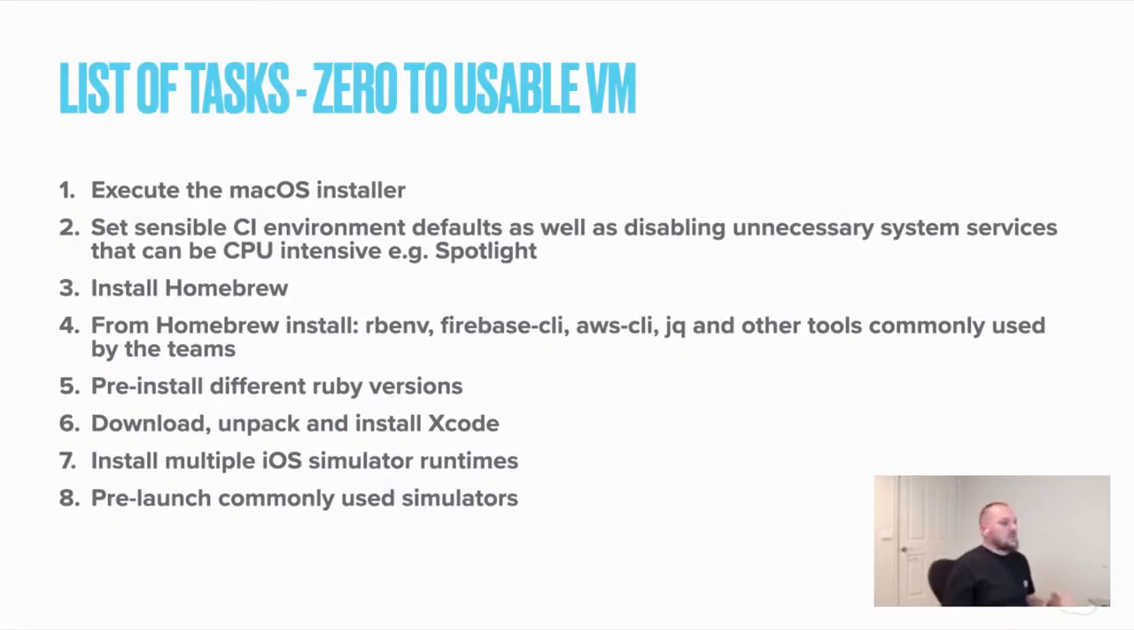So the list of tasks, I'm not going to go into great detail here, but these are the list of tasks that we run through to go from nothing to a virtual machine image that is good to go. All of these tasks take a very significant amount of time. Installing macOS from base takes 40 minutes. It's not too long, but unpacking or downloading Xcode and unpacking it, and then booting the simulators and priming them.